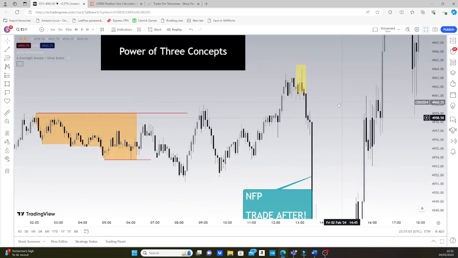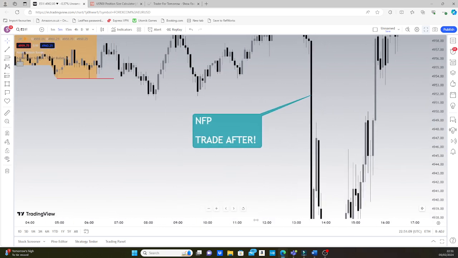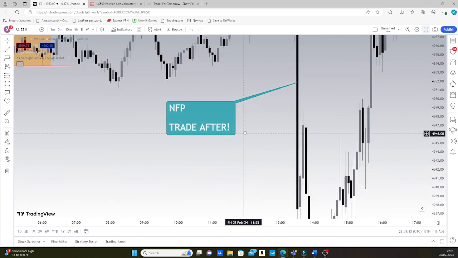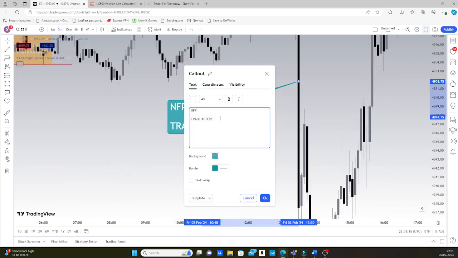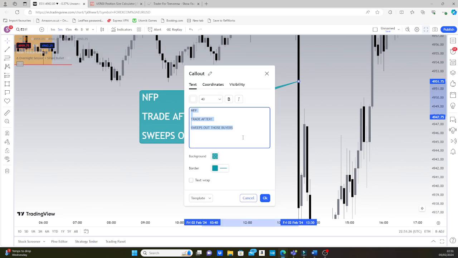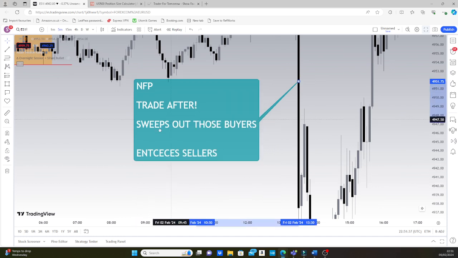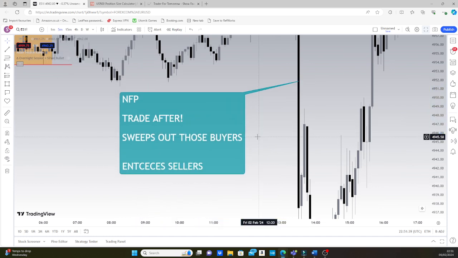Now, of course, we have the infamous NFP, which does the exact opposite of what London does. We see an aggressive move to the downside, a very, very aggressive move to the downside. Now, NFP does what? It sweeps out those early buyers quite aggressively. So we see a sweep of those buyers out of the market. But what else does it do? It does the opposite of London. It entices, not buyers this time, but sellers. So what we see over here is price giving us a sweep of the Asian high, enticing buyers, and then a sweep of the Asian low, enticing sellers.